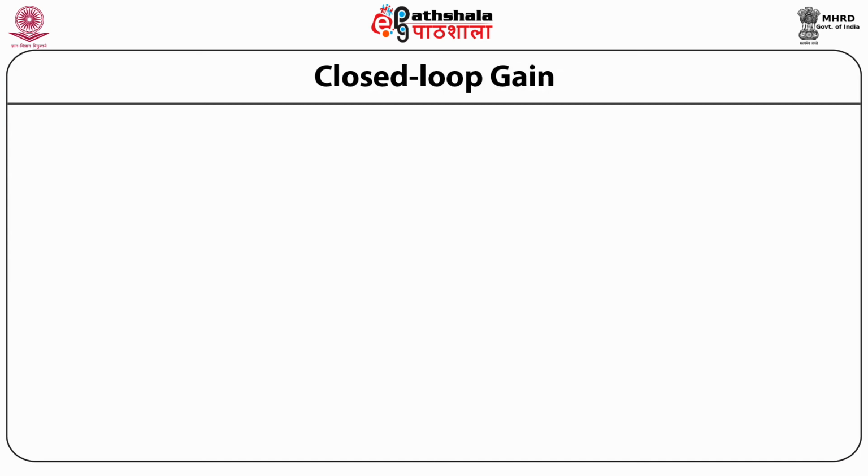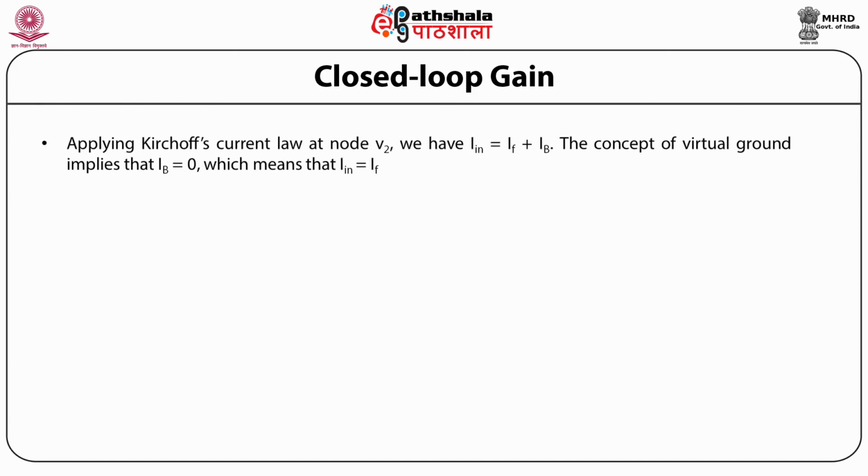We now determine the closed loop gain in the inverting configuration. Applying Kirchhoff's current law at node V2, we have Iin is equal to If plus Ib. The concept of virtual ground implies that Ib is equal to 0, which means that Iin is equal to If. Or I can say (Vin minus V2) by R1 is equal to (V2 minus V0) by Rf. Here Iin is the input current through resistor R1, If is the current which is flowing through the feedback resistor Rf, and Ib is the current which is flowing into the inverting terminal.